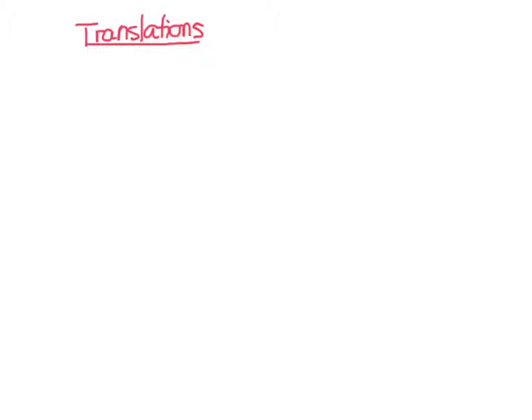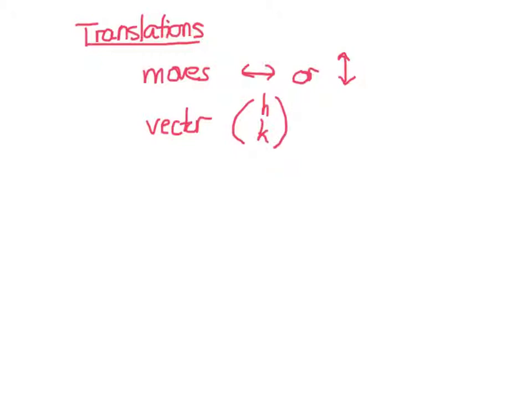Let's take a look at translations in a little bit more detail. Now remember, a translation simply moves the graph either horizontally or vertically. And for a translation, we need a translation vector that tells us how much to move horizontally and vertically. Remember, from vectors, we have the horizontal component on top and the vertical component on the bottom. So if I know h, I know how much I'm going to move the graph horizontally, and if I know k, I know how much I'm going to move the graph vertically.